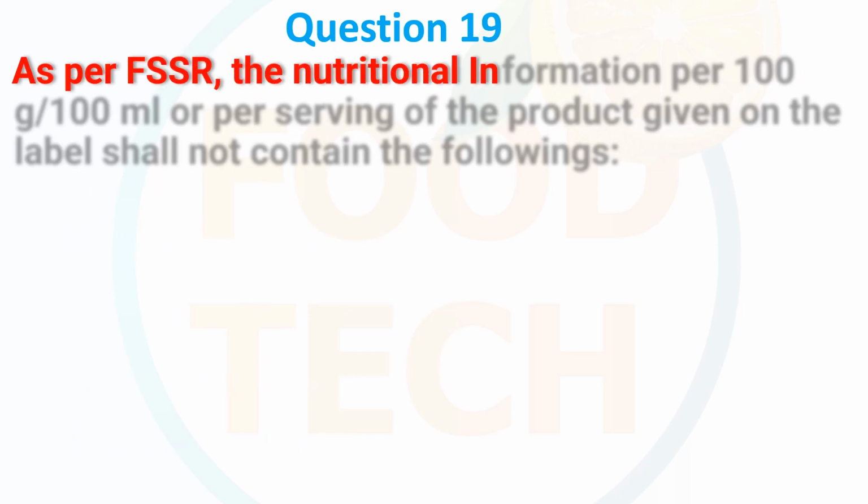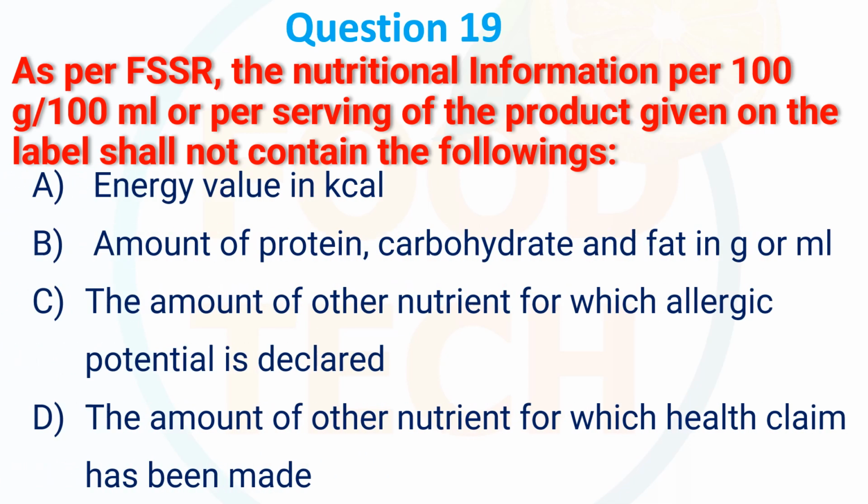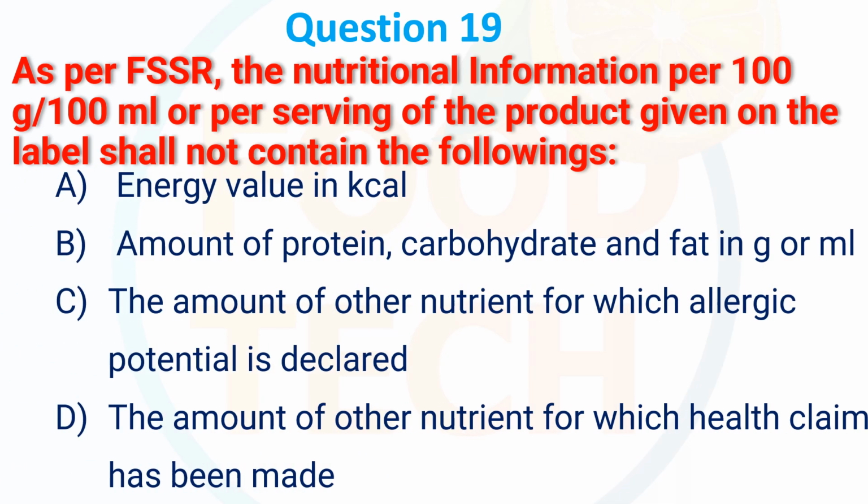As per FSSR, the nutritional information per 100 gram, per 100 ml or per serving of the product given on the label shall not contain the following: A. Energy value in kcal, B. Amount of protein, carbohydrate and fat in gram or ml, C. The amount of other nutrients for which allergic potential is declared, D. The amount of other nutrients for which health claim has been made. The answer is C. The amount of other nutrients for which allergic potential is declared.